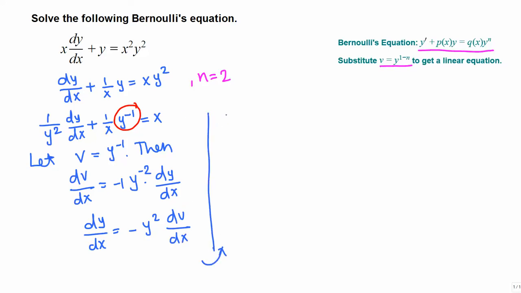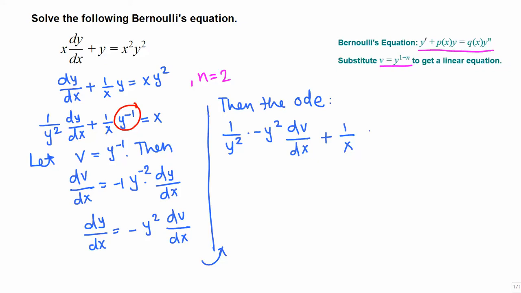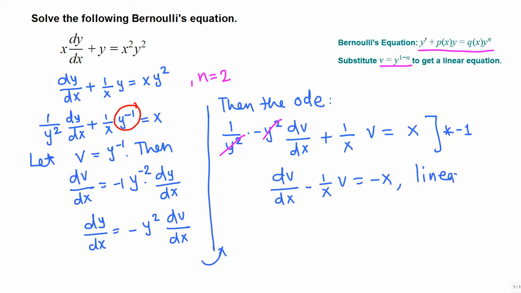Now this ordinary differential equation becomes 1 over y squared times dy/dx, which we just found is negative y squared dv/dx, plus 1 over x times y to the negative 1, which is v, equals x. Let's simplify, and we should not have any y's left, only v and x. Y squared cancels, so negative dv/dx plus 1 over x v equals x. Let's multiply through by negative 1 just to get rid of this negative. Then we get dv/dx minus 1 over x v equals negative x, and this is a linear equation in v with respect to x.